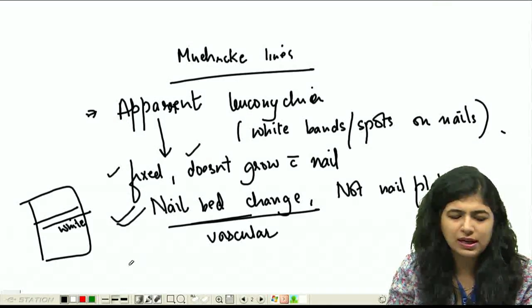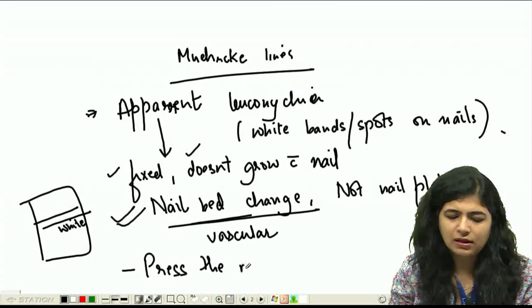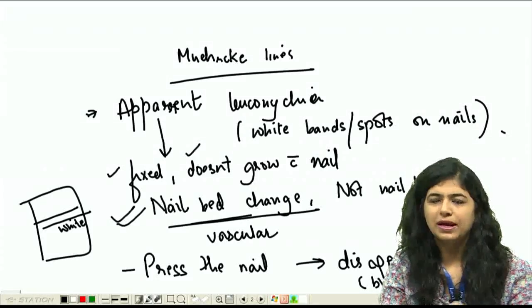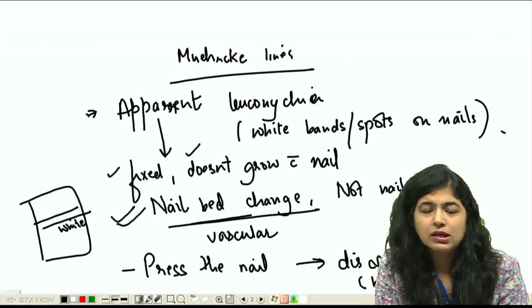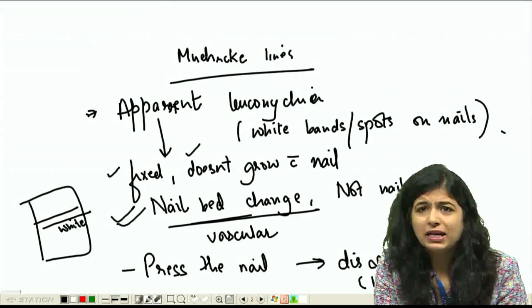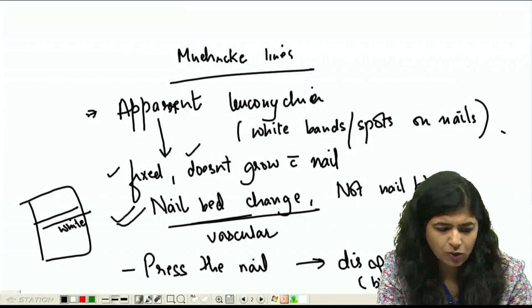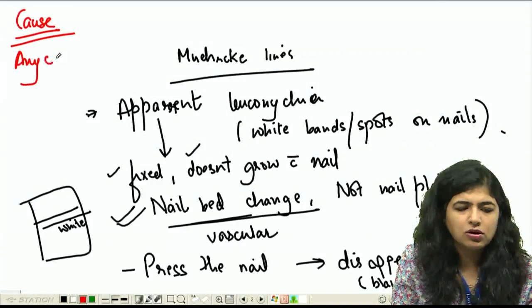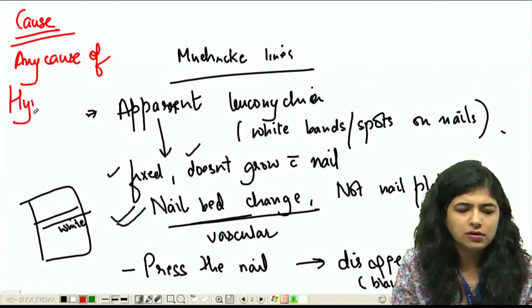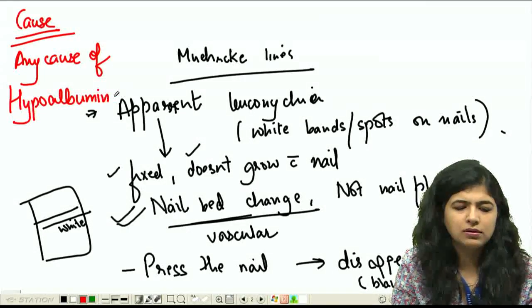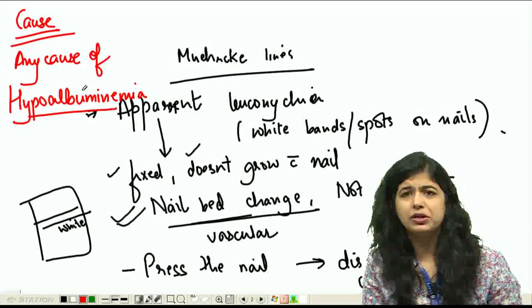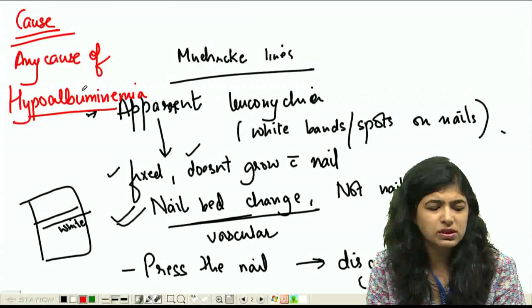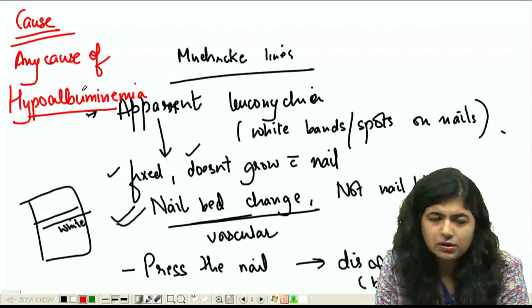They are fixed, they don't grow with the nail, and since they are on the nail bed, if you press the nail, these will disappear because the entire nail bed will blanch. So these are your Mürke's lines, a form of apparent leukonychia seen due to vascular changes in the nail bed. White bands do not grow with the nail, they are fixed. Now, important is the cause. The cause is any cause of hypoalbuminemia. It could be a liver disease, a kidney disease, or any other reason which causes a lowered concentration of serum albumin, causing hypoalbuminemia, apparent leukonychia, Mürke's lines.